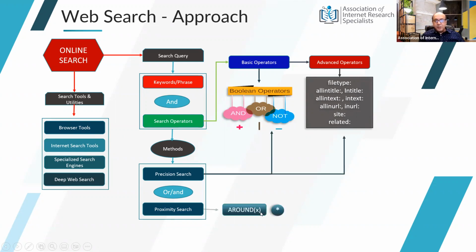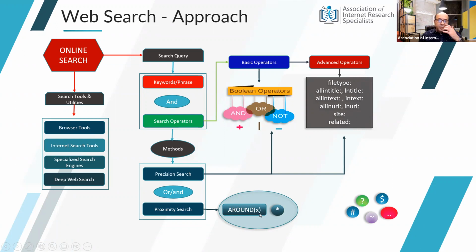In proximity search, we've got around, and this is how the operator looks. You use capital letters, the word AROUND. By the way, in Bing they use another word, I think it's NEAR, all in capital letters, but the structure is the same. The word is followed by a bracket or parenthesis that has a placeholder using X, or we could put any symbol, it doesn't matter.